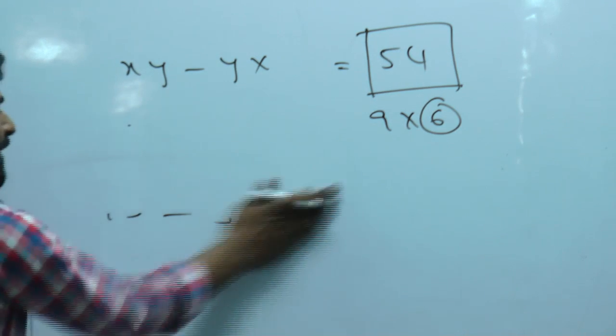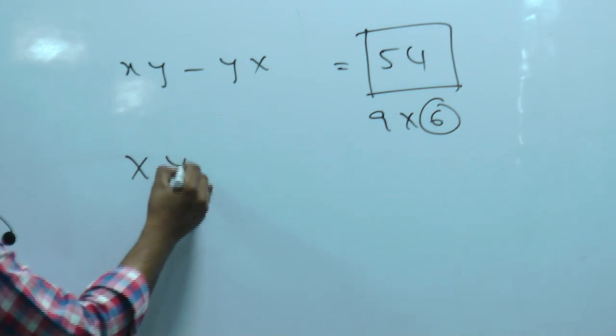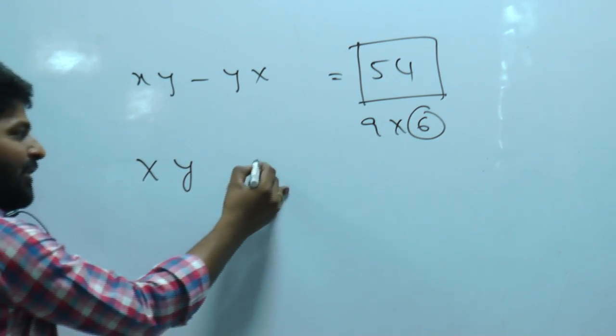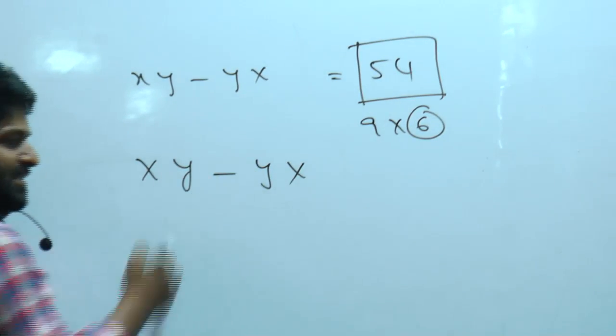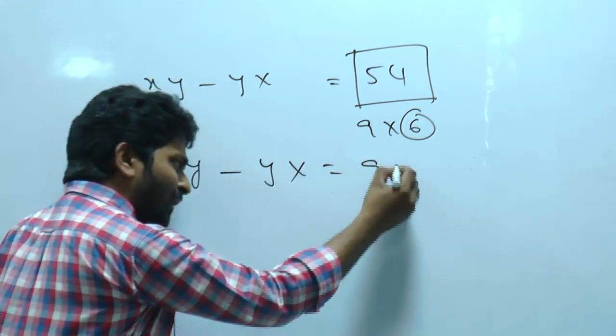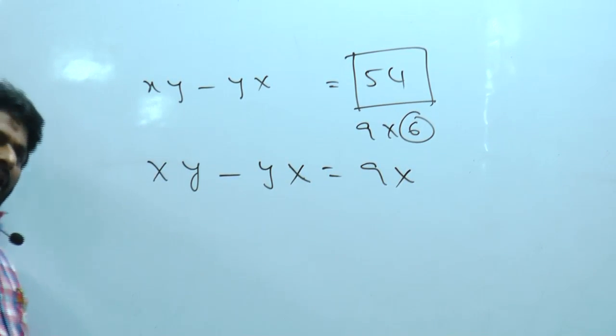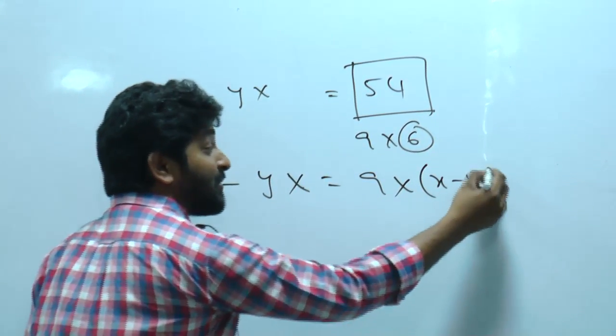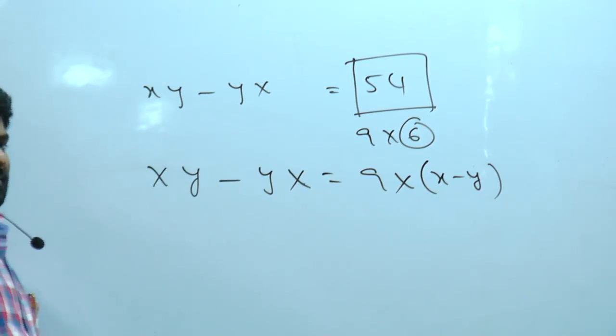Remember, whenever you take any two-digit number xy and interchange the two digits, you'll get yx. Take the difference, and that will always be a multiple of 9. Multiple of 9 of what? x minus y, the difference of these two digits.